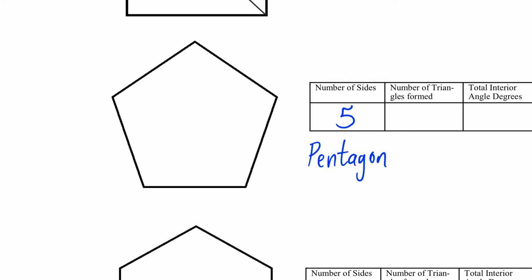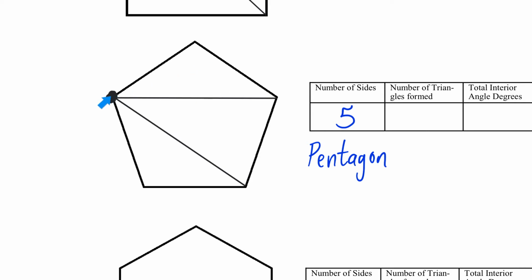Okay, so what we're going to do again here is I'm just going to choose one corner. So I'll start off with this corner right here. And what I'm going to do is I'm just going to draw a straight line from here to here and from here to here. Does it matter which corner we choose? No, it doesn't matter where you start from. It's going to work out the same way on all of them.